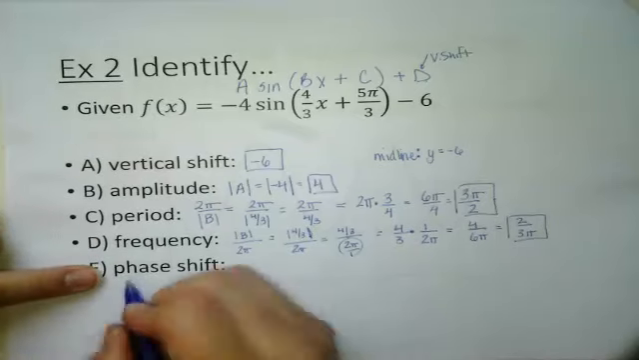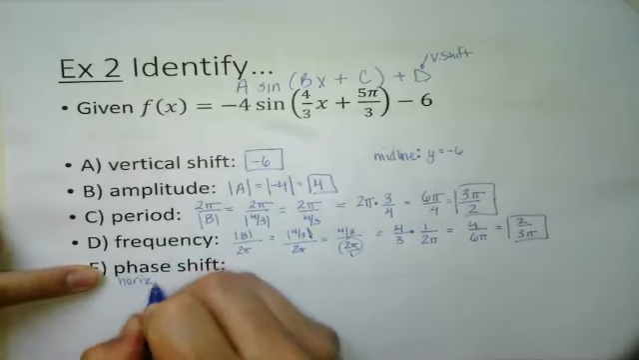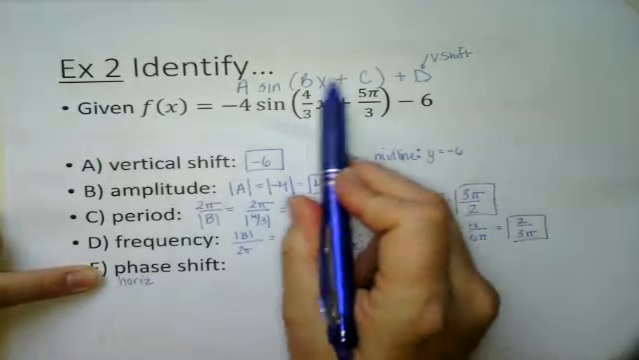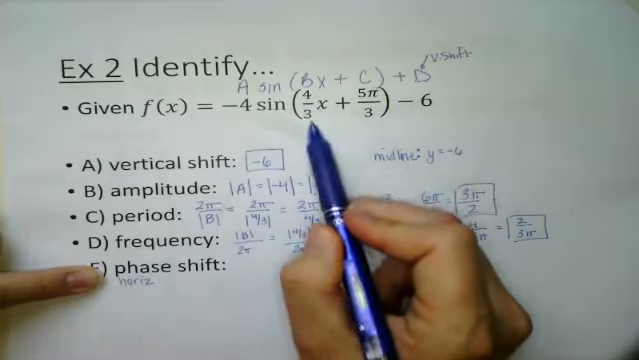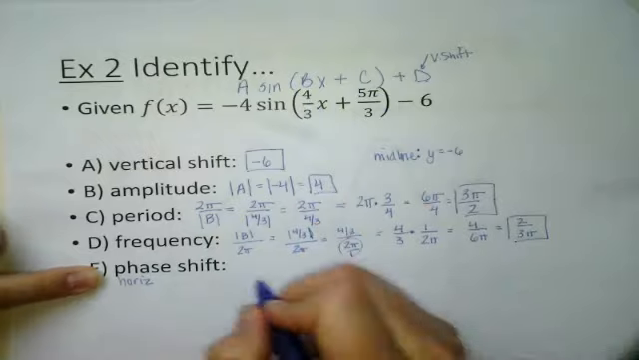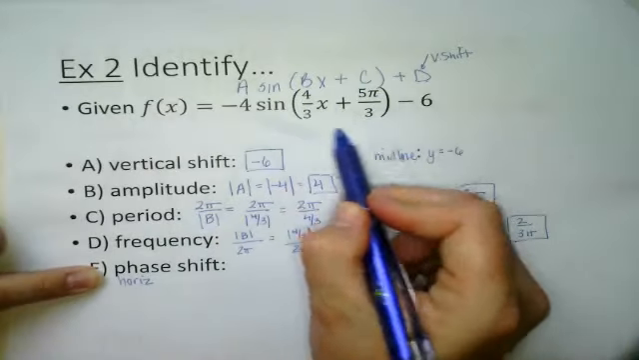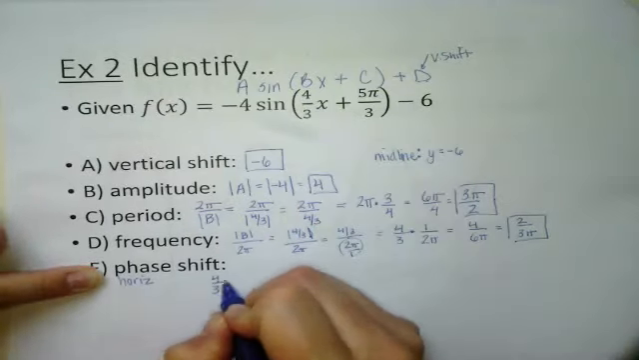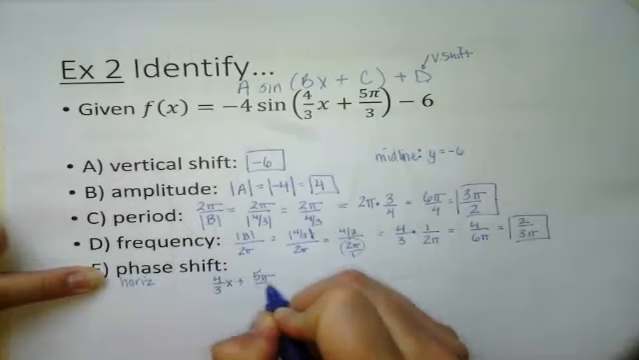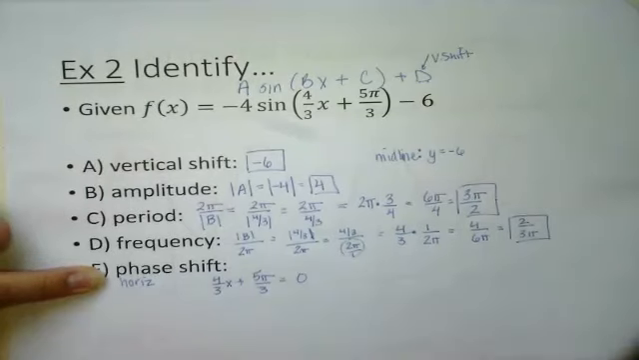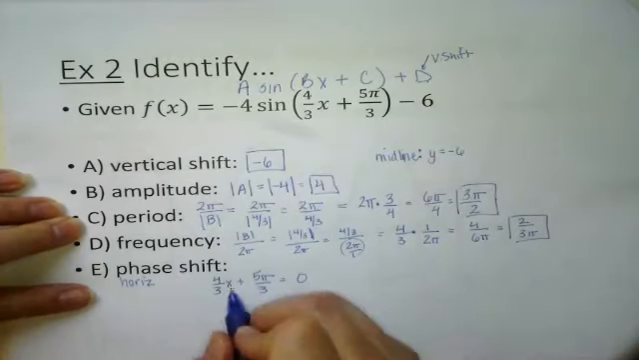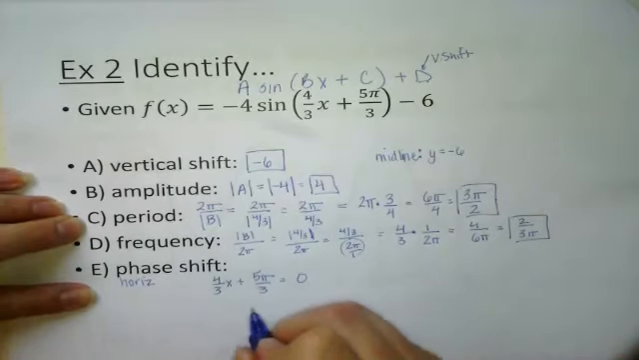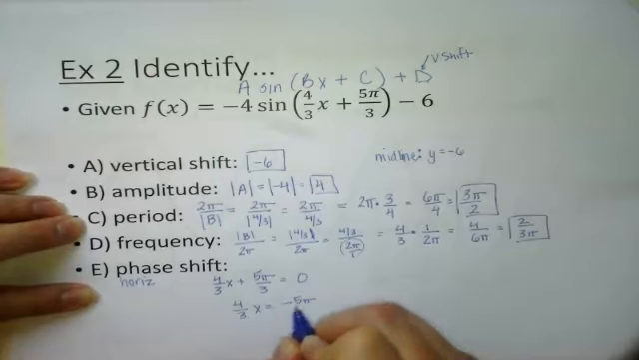Phase shift is also known as the horizontal shift. And horizontal shifts always come from what's affecting the x values, the horizontal axis. So to find that, I'm going to take all of this stuff that's inside with x, 4/3 x plus 5 pi over 3, and I'm going to set it equal to 0 and solve for x. That's going to give me my horizontal shift. So isolating x, I'm going to move over the 5 pi over 3. So we have 4/3 x equals -5 pi over 3.